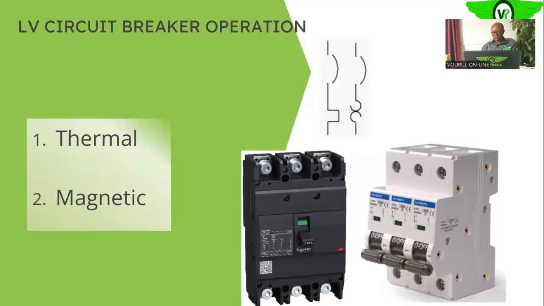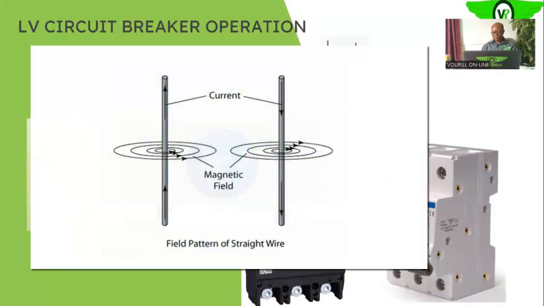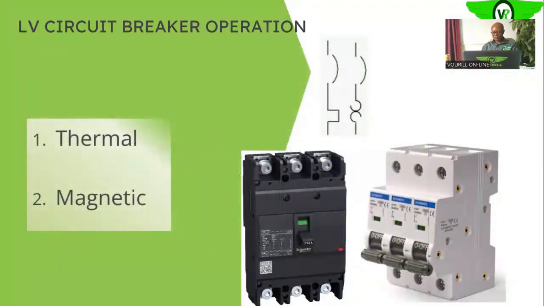We know that every current carrying conductor has a magnetic field around it, and the intensity of that magnetic field is determined by the magnitude of the current flowing through the conductor, which means that as the current increases, the strength of the magnetic field also increases. As we'll see later, we have a solenoid kind of arrangement such that when the magnetic field increases up to a certain stage, an armature is either pulled or pushed, which will later activate the tripping mechanism. All of this will be explained later. So these are the two different types of operating mechanism that we will find in the low voltage circuit breaker.